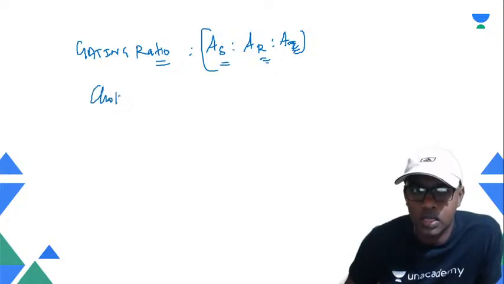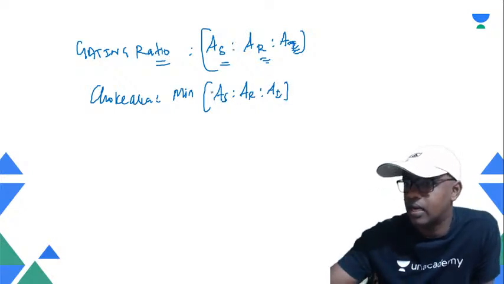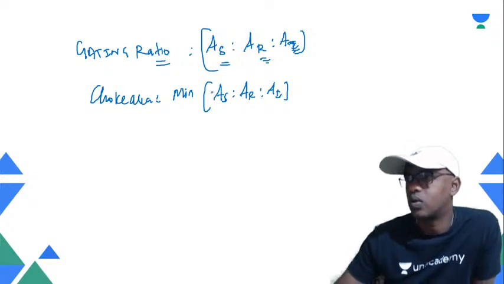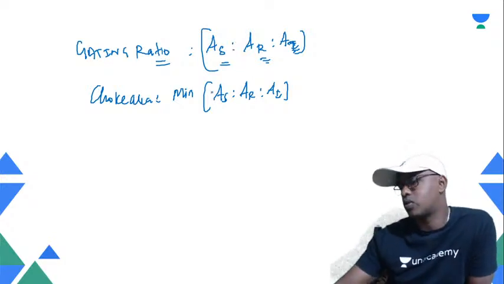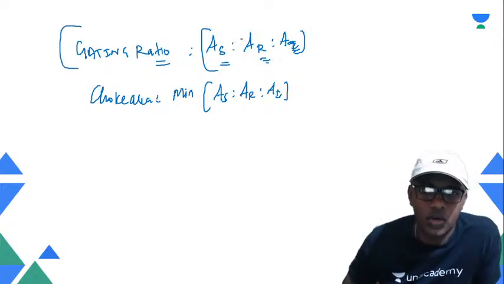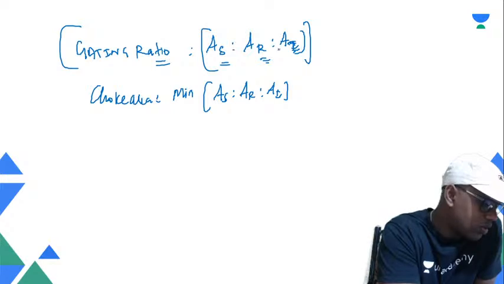So choke area is nothing but, of the three, whichever is the minimum cross section. Minimum of AS, AR, AI, which we are going to discuss in the upcoming classes. Here itself I have provided the hint that we are going to have such interesting terms. So it is the proportion of the cross section areas between sprue, runner and ingate. That is what we call the gating ratio. Please make a note of it.